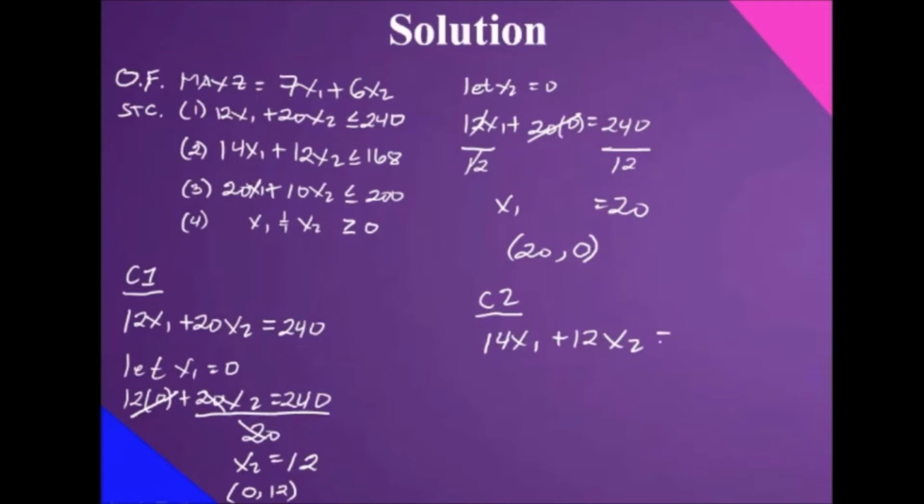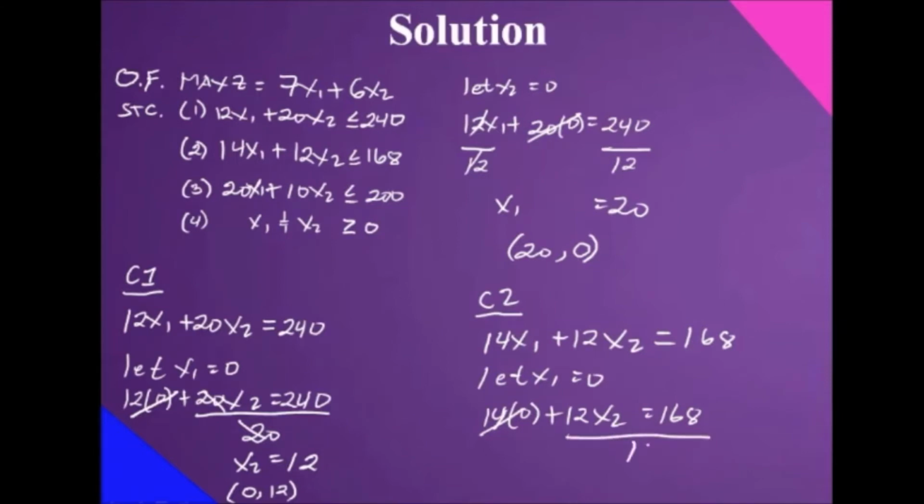Equate na agad natin sila sa ating RHS na 168. Okay, so let's have our x sub 1 na value niya as 0. So, 14 multiplied natin sa 0 plus 12 x sub 2 equals 168. So, cancel ito. And, i-divide natin both sides sa ating coefficient na 12 para makancel siya. So, x sub 2 equals 168 divided by 12. No? So, using our calculator, 168 divided by 12 will give us a value of 14.